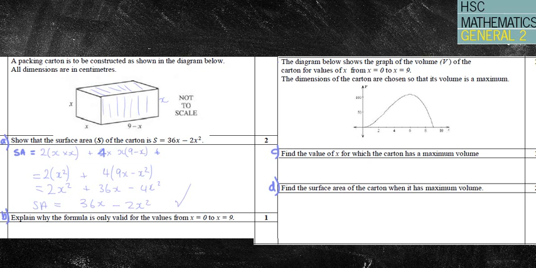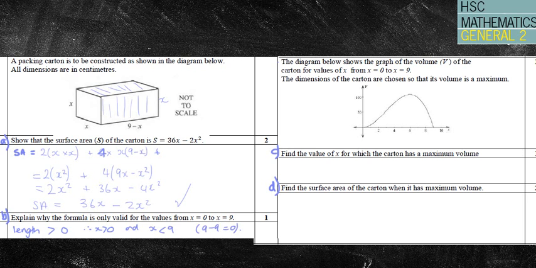Let's go make that pen just a little bit darker. Explain why the formula is only valid for the values of x from 0 to 9. Okay, well, if I'm looking at the side length, obviously you can't have a length of 0 here. And then obviously 9 take away 9 is 0. So I'm going to put here length must be greater than 0. Therefore, x has to be greater than 0. And x has to be less than 9, because 9 take away 9 equals 0.